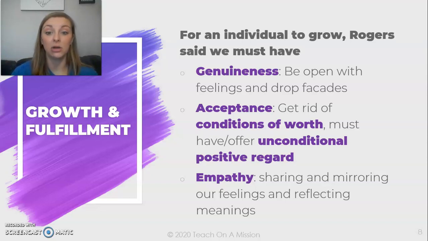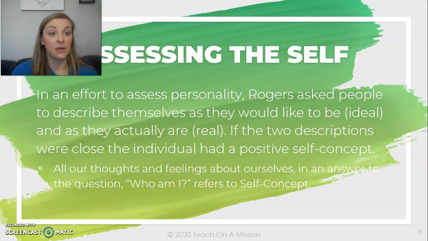We need to be able to share and mirror our feelings and reflect on other people, or reflect on the meanings, and really feel what someone else is feeling in order to fully grow into our best self. So how we assess the self, according to Rogers, was that he would have someone describe themselves as they would like to be, their ideal self. If you could be anything in the whole world, like the perfect version of yourself, what would it be? And then he had them describe who they actually are. If the two descriptions matched up, then that person had a positive self-concept. If the descriptions were really far apart, then they have a negative self-concept. So all of our thoughts and feelings about ourselves, basically, who are you? That's what he was looking for.